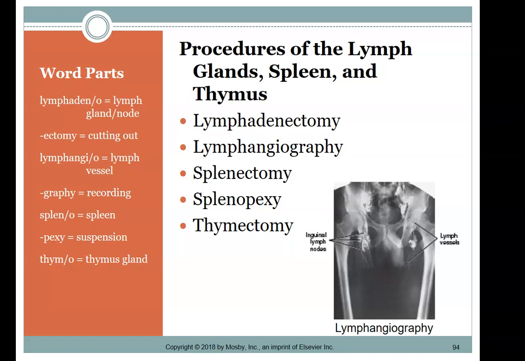And with your word parts, you got lymphadeno is lymph gland or node. Ectomy is cutting out. Lymphangio is lymph vessel. Graphy is recording. Spleno equals spleen. Pexy is suspension, and thymo equals thymus gland.